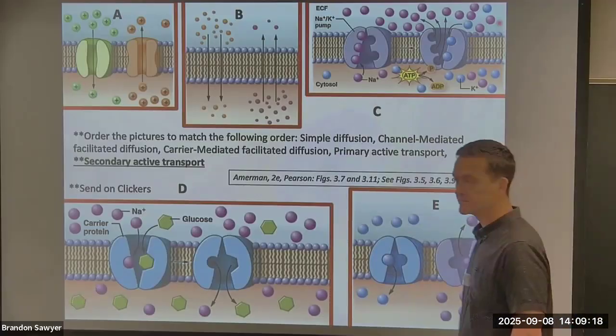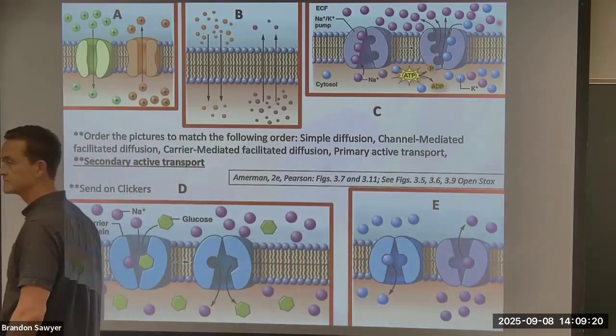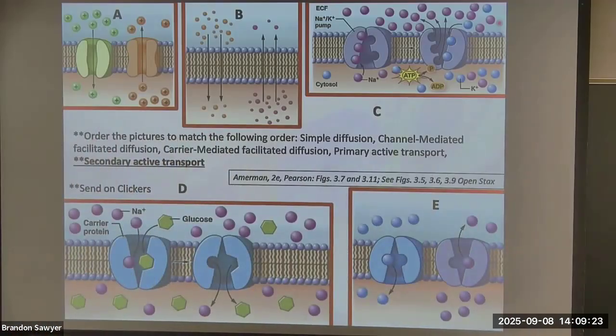That is the energy for ingredient. Oh, and it's secondary too? But what's the secondary? Oh, there's two. Sure. It doesn't use ATP at all. Then that answers my question. That answers your question.